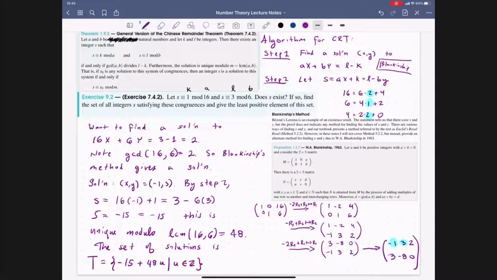And if we want to find the least solution, the least positive solution, we go ahead and add 48 to -15, and we get back 33. So 33 is the least positive solution. And so now that concludes it for this example.